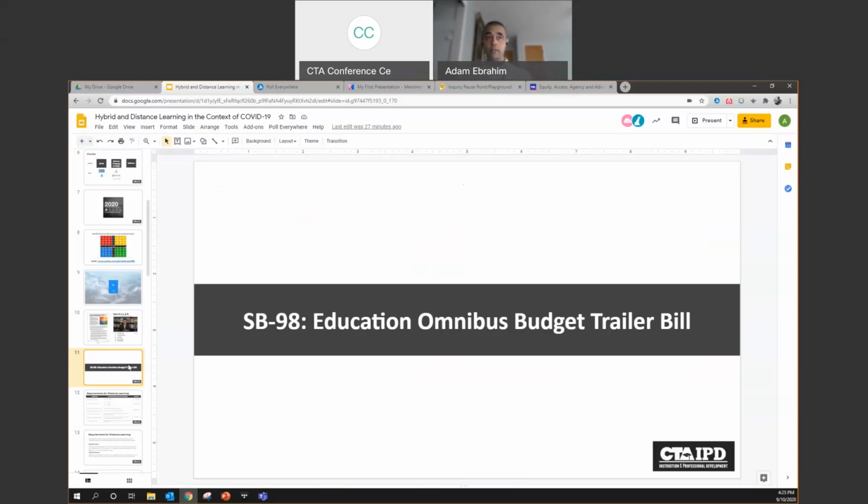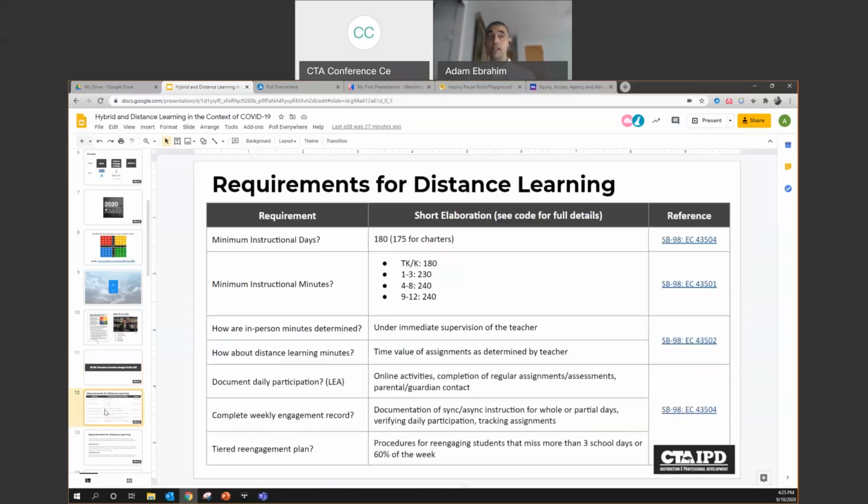We're not going to spend too much time here. For those of you that really are interested in SB 98, I've included hyperlinks to sections of education code. It's almost Friday, right? So bottle of wine, hyperlinks to education code, couldn't be better.